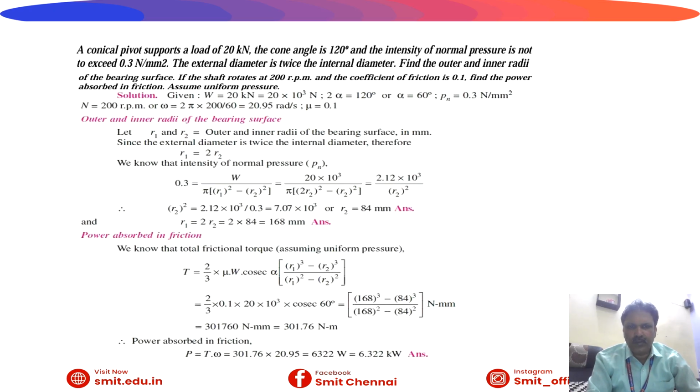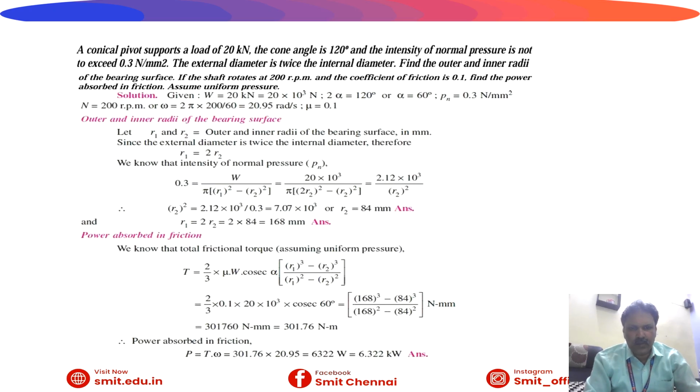The intensity of normal pressure Pn will be calculated with the formula Pn equal to W by pi (R1 square minus R2 square). Upon calculating, we get R2 equal to 84 mm. Already we know that R1 equal to 2 into R2, so multiplying 84 by 2, we get 168 mm.